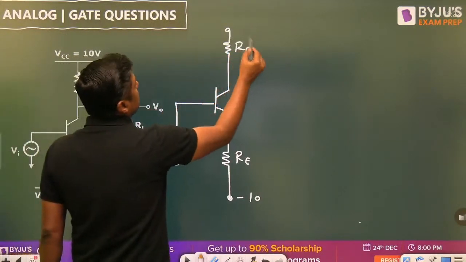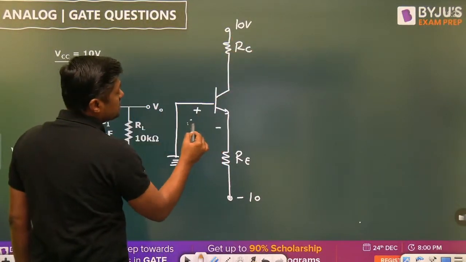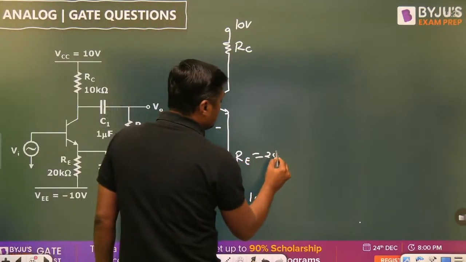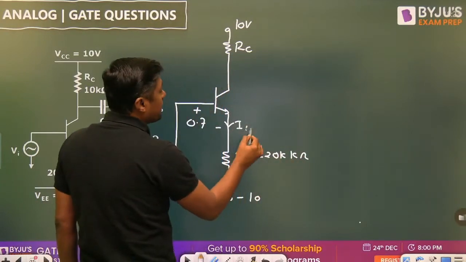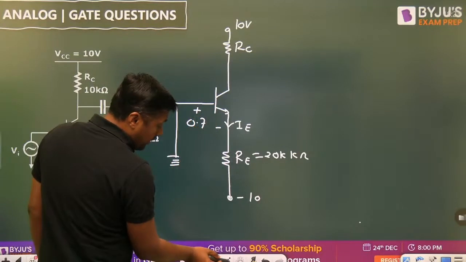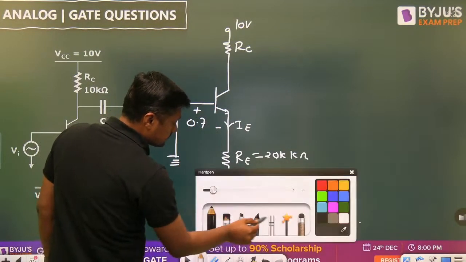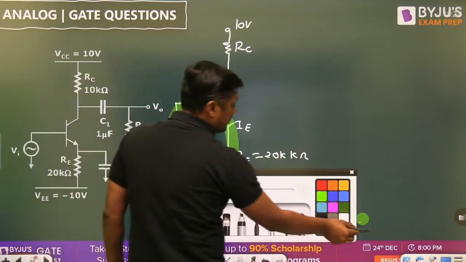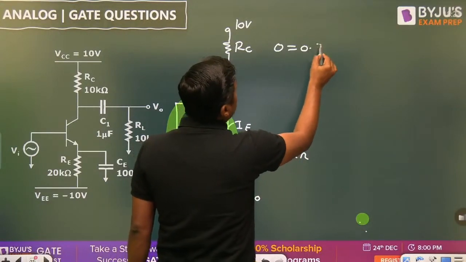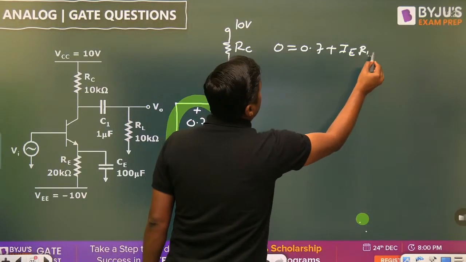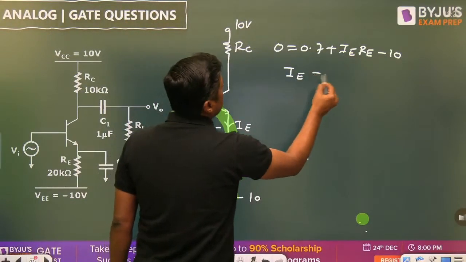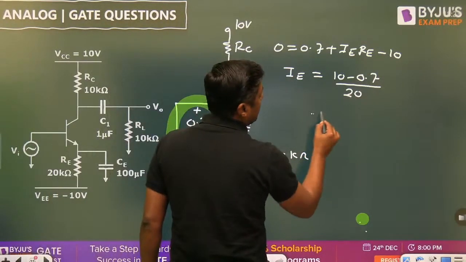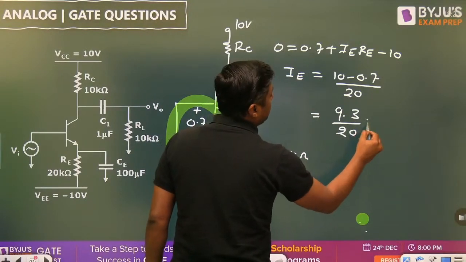This is the RC. This is 10 volt. This voltage is 0.7 volt. And this is 10 volt. And what is the value of the RE? 20 kilo ohm. And this is the IE. Now write down the KVL here. When I am writing the KVL, in this loop, write down the KVL. 0 is equal to 0.7 plus IE into RE minus 10. So IE is equal to 10 minus 0.7 divided by RE. What is the value of RE? 20 kilo ohm. It will become 9.3 divided by 20 milliampere.